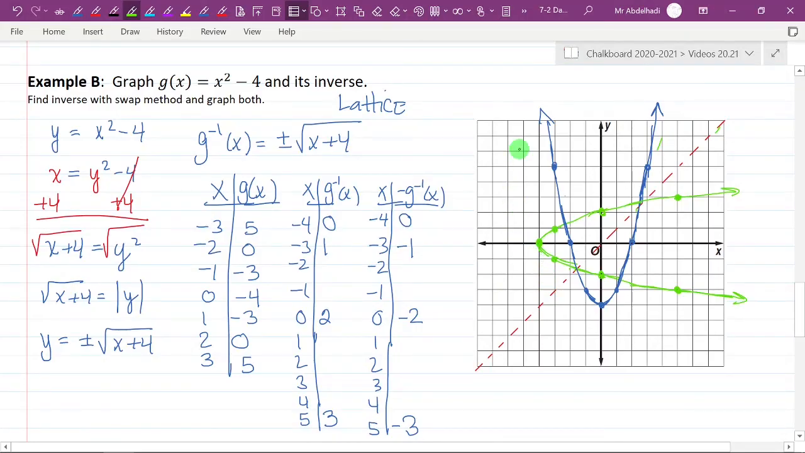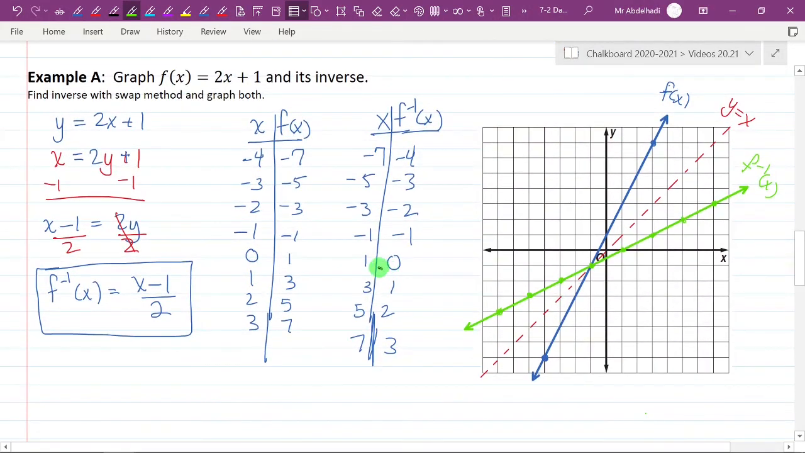Okay, so we're done, but just to summarize here, you have to do 3 things for these problems. 1, you have to algebraically find the inverse, which I did here. 2, make a table for the function that you're given. 3, flip that table using the swap method, and then graph both of these on the same set of axes.